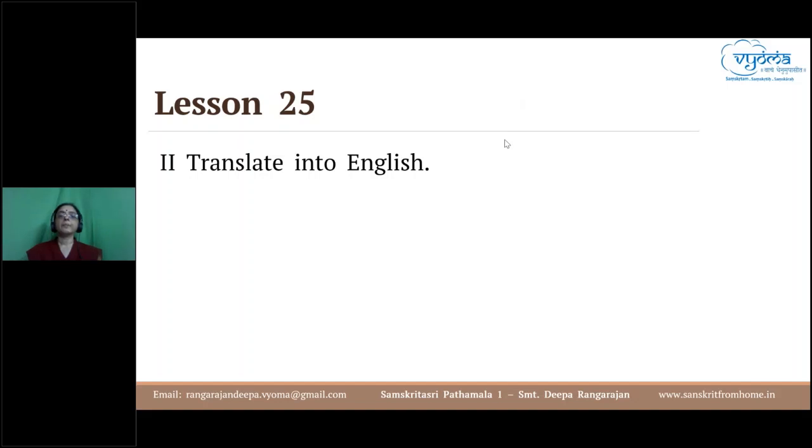Bhargavi A. Yes, ma'am. Idam patram naya. This is the letter. Naya means nayati is what? Ma'am, I don't know. Nayati is to take. Anaya is bring. Naya is take. So take this letter. Idam patram naya.